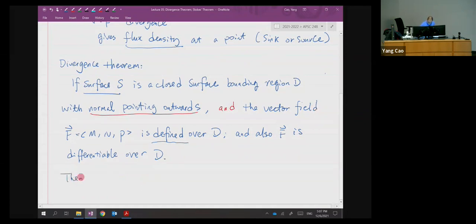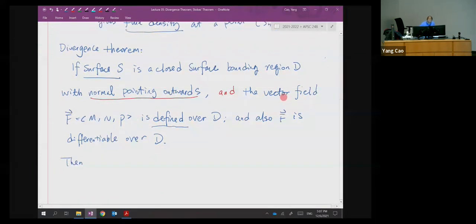Then here's the formula for the divergence theorem. The left side is a surface integral. We're integrating over this enclosed surface S, integrating as a flux, the surface integral as a flux. So you get the total flux out of this enclosed surface. And that equals a triple integral over this region D. And what are we integrating? We're integrating del dot F dV.